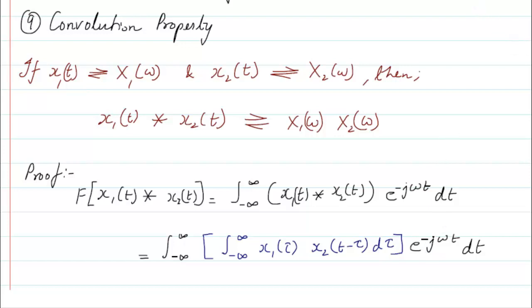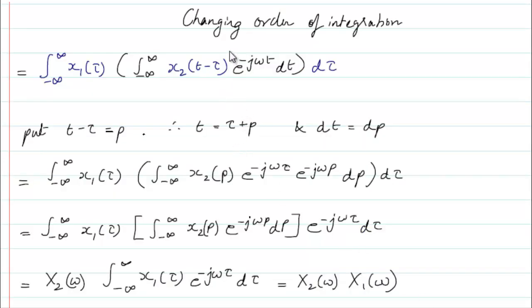So what will happen in that? Changing the order of integration, now I take x1 of tau outside, d tau also outside. Since it is written in blue, you can very clearly see how this has changed. x1 of tau has gone outside, d tau has also gone outside, and now whatever is with respect to t is remaining inside.